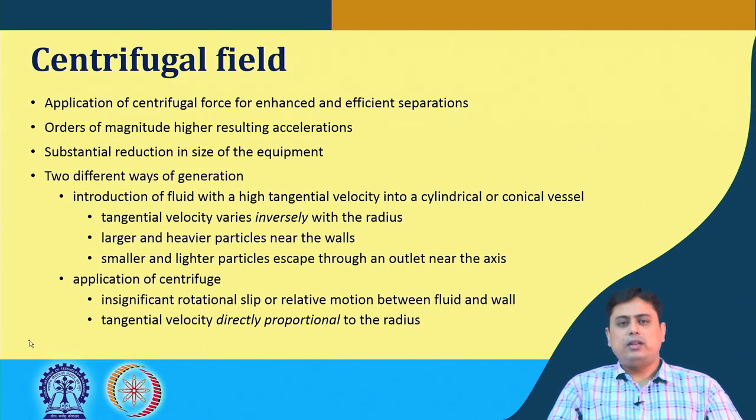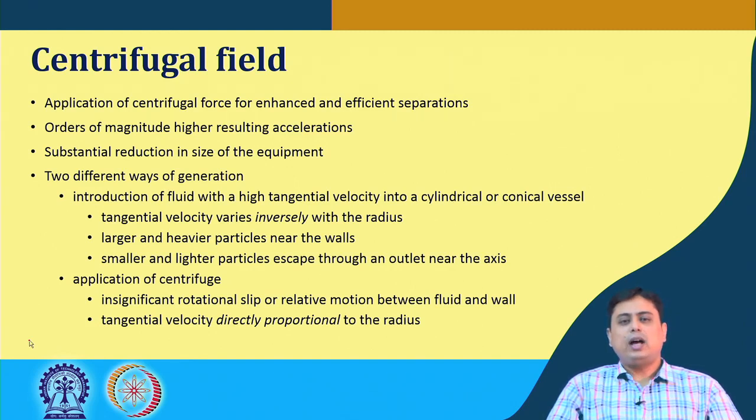Now, this centrifugal field can be generated in two ways. One way is that you introduce a fluid with a very high tangential velocity into a cylindrical or conical vessel. What it does is create a vortex. If we do some mathematics on the flow pattern, we see that the tangential velocity in this case varies inversely with the radius of the vessel.